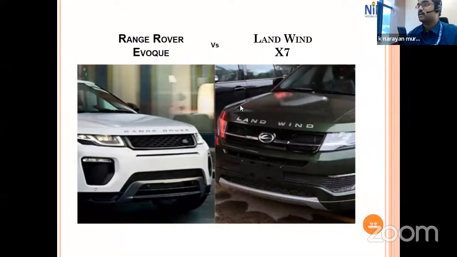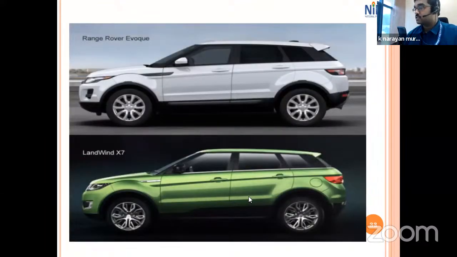This is the case study of Range Rover Evoque and Landwind X7. One of the companies has infringed the design of the other company. Infringed means you're replicating the same design which has already been registered in the design office. In simple terms, one company has copied the design from another company. You can see here a side view of both the SUVs. One company has completely copied the design of the other. So now it is a matter of courts.